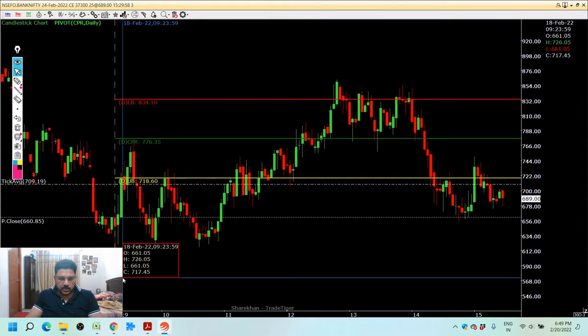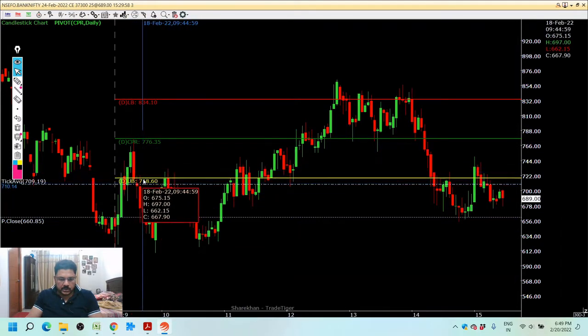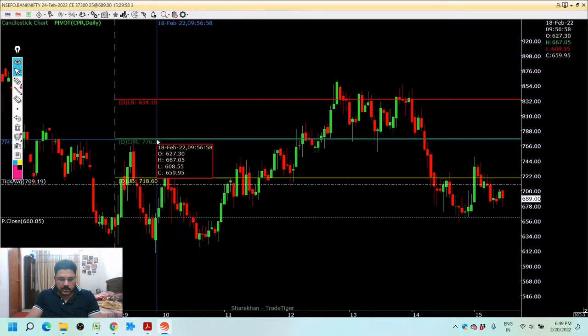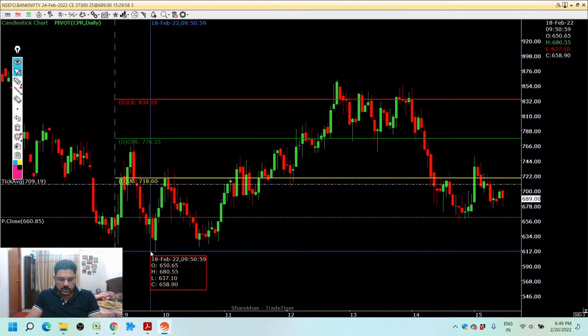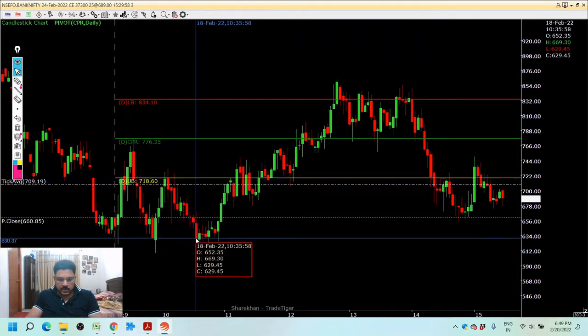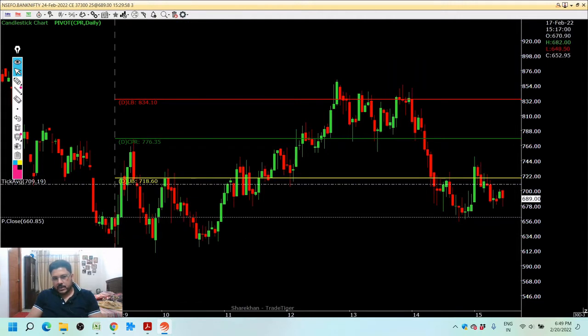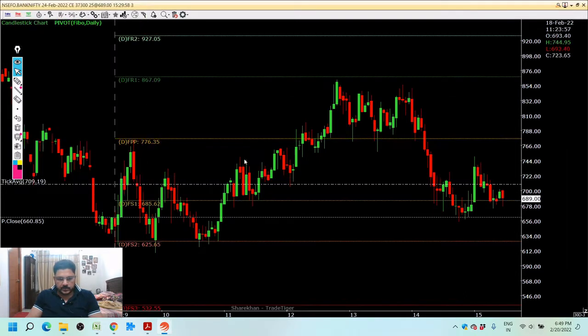So as you can see, it opened here, went up to 570. From there it went up to 718, touched a CPR of 776. From there a crash to 616. From there again up to 718. From there it came down. So it was playing in between the CPR range and it went ahead. Let's apply other CPR which I was talking about, Fibonacci, and see how it could have helped.